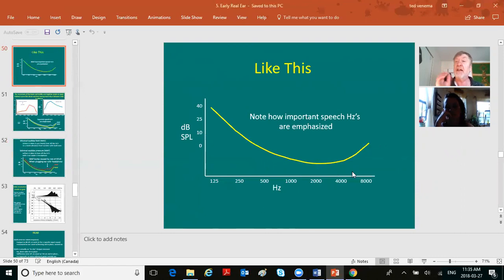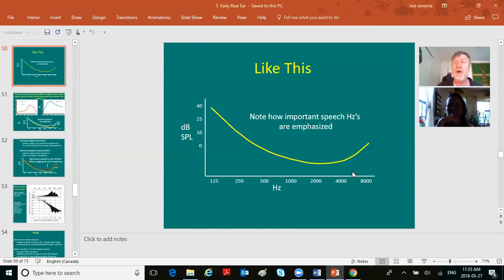And so when a guy had a UCL of 100, they would add about 10 or 15 to that and make the MPO, the maximum power output, or the OSPL 90 of the hearing aid, about 115. Okay, so they'd set the maximum power output of the hearing aid about 10 to 15 dB above the guy's UCL, because UCL is measured in dB HL, and hearing aids, of course, are measured in dB SPL.